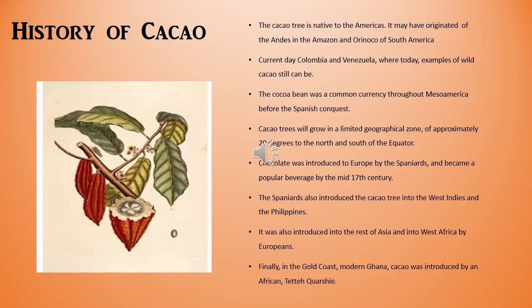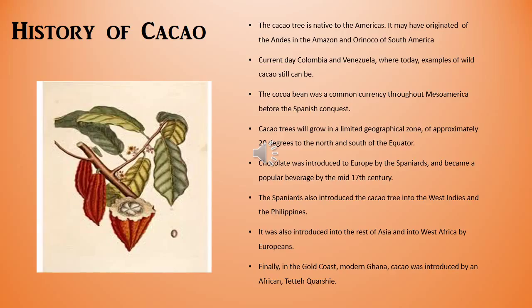As I said before, nowadays we can find the cacao in Colombia and Venezuela. The cocoa bean was common currency throughout Mesoamerica before the Spanish conquest. Cacao trees will grow in a limited geographical zone of approximately 20 degrees to the north and south of the equator. Chocolate was introduced to Europe by the Spaniards and became a very popular beverage by the mid-17th century.